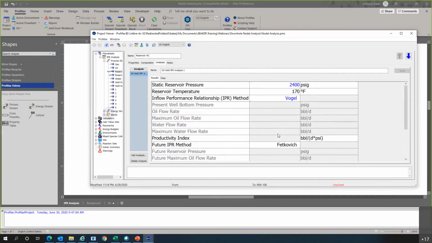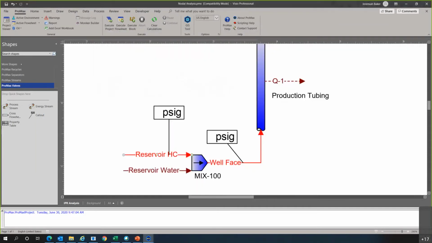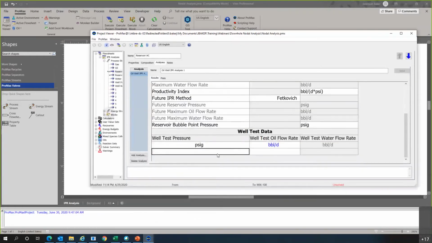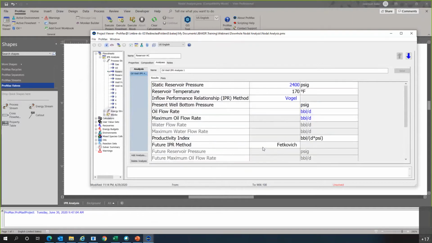So you see all these gray cells are things that ProMax will calculate for us. So we set our pressure, we set our IPR relationship that we want to use. The last thing we need to do is set in our well test pressure. I believe that we used a test of 2,000 pounds and 710 barrels per day. So let me open that back up. 2,000 PSIG and 710. Now that I have that well test, we can actually go through and set up our specific data point.